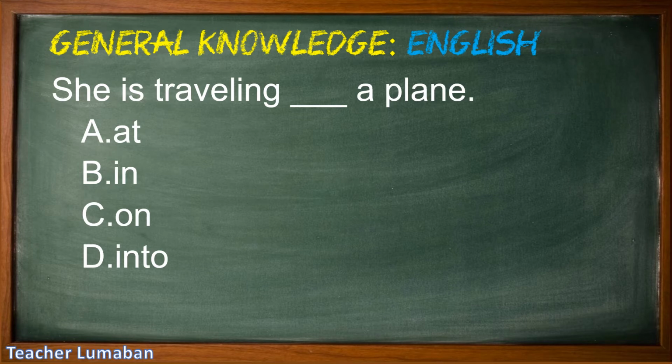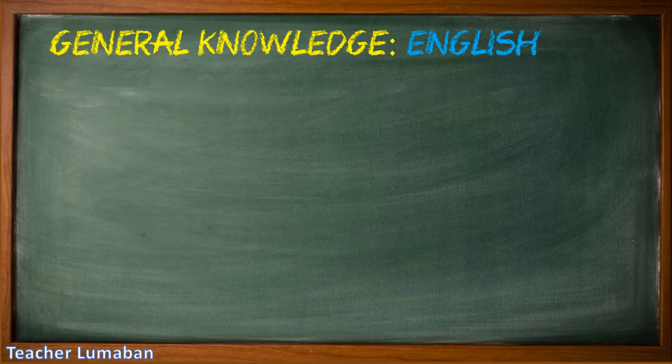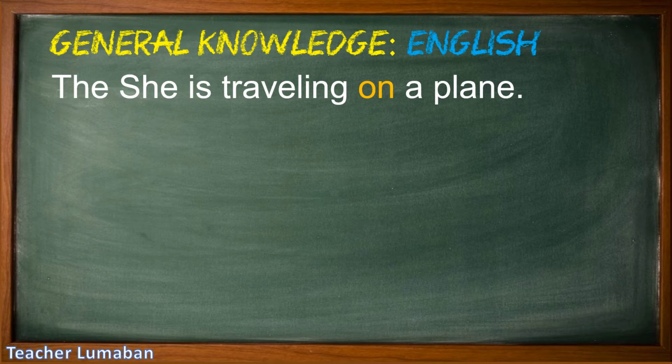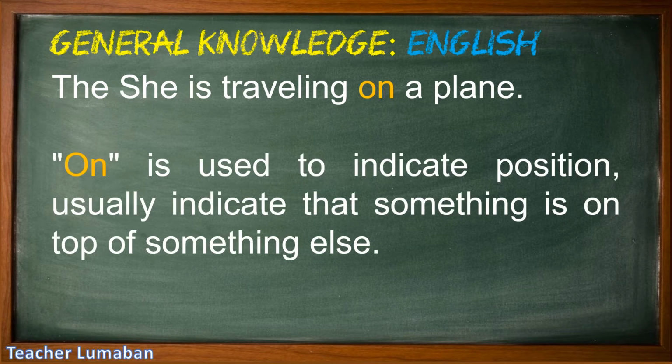The suitable answer is letter C, on. She is traveling on a plane. On is used to indicate position, usually indicating that something is on top of something else.